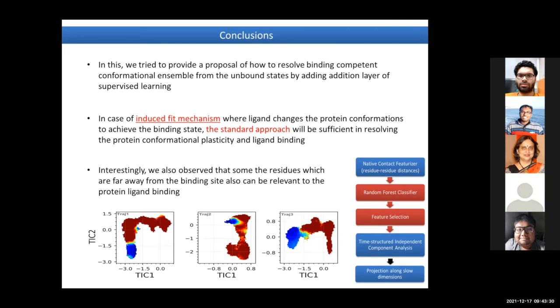We also have observed that there are residues which are not close to binding sites, they are allosteric sites, which also play a crucial role in protein-ligand binding and protein conformational changes.